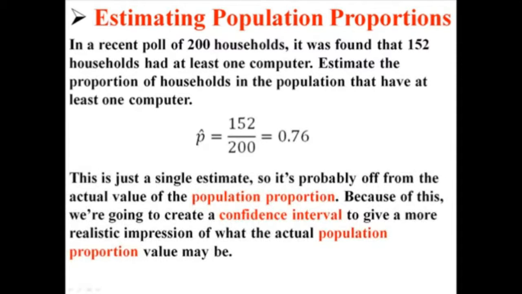Now, this is just a single estimate. We took one sample from the entire population, just one sample. So it's probably off from the actual value of the population proportion that we're trying to estimate. Because of this, we're going to create a confidence interval to give a more realistic impression of what the actual population proportion value may be.